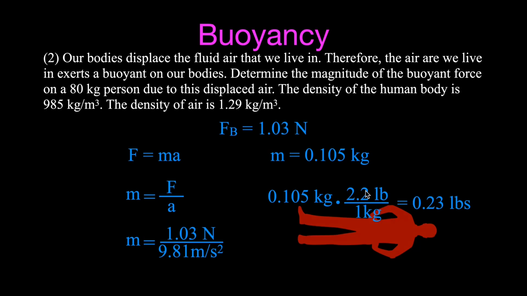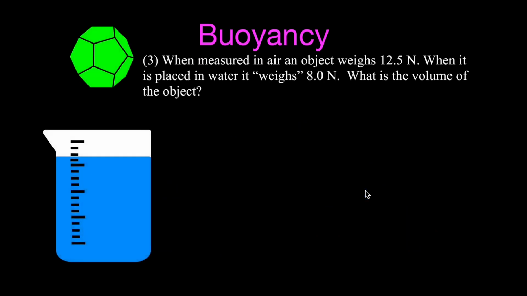That's example number 2. Now, example number 3 is we have this object, and when we measure it in air, when we weigh it, it weighs 12.5 newtons. Then we're going to place it in water, and its apparent weight is 8 newtons. We want to know what is the volume of the object.